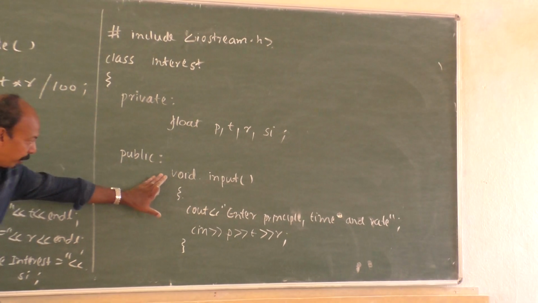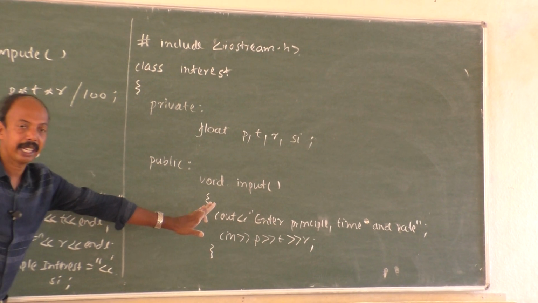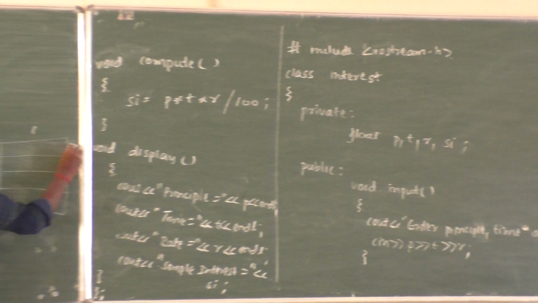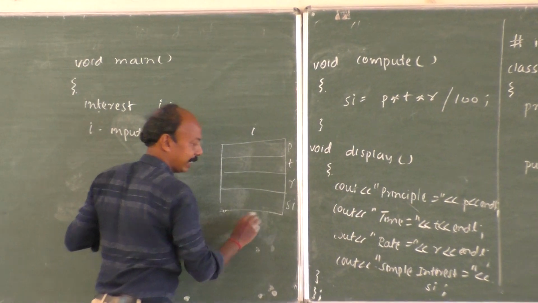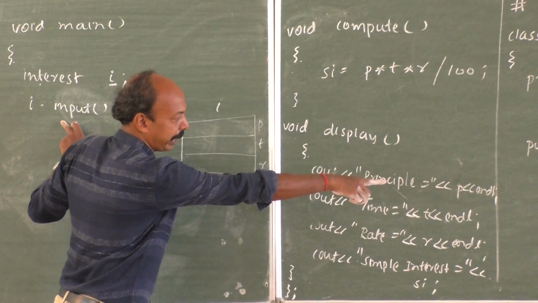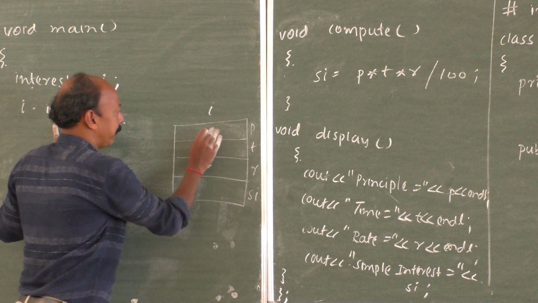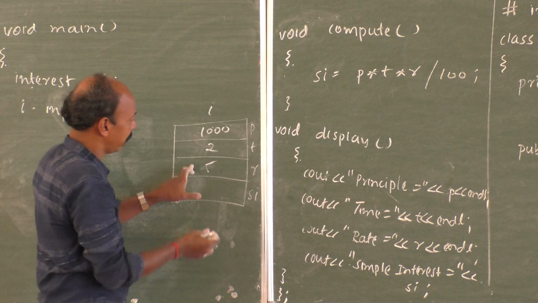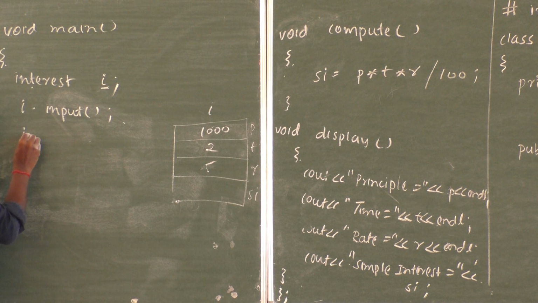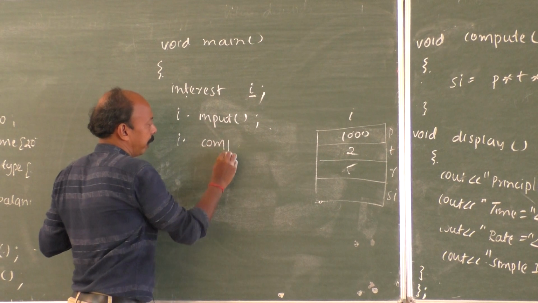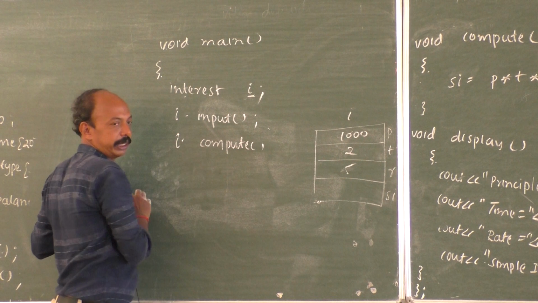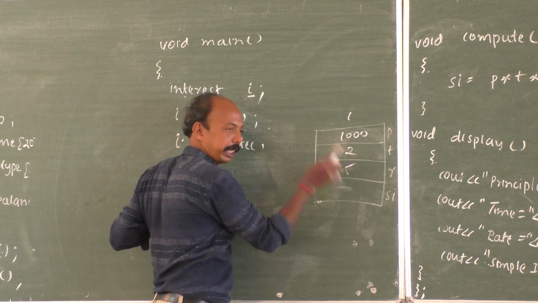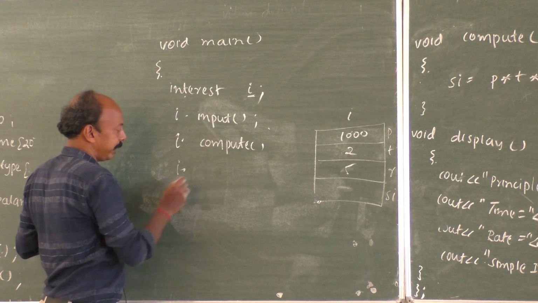Control will be transferred to the function input, where we are going to input the value for P, T, and R. Earlier we had created the object I, where we had P, T, and R, as well as SI. Whatever values are inputted to P, T, and R will be stored here. Let it be 1000, time is 2 years, and rate of interest is 5. If you have inputted these values, that will be stored. Then once it is done, we have to call the function compute. Again, it has to be called with the help of object, I dot compute. Once the value is computed, we will get the answer here, and whatever answer we got will be stored here. Then after that, we need to display the values.